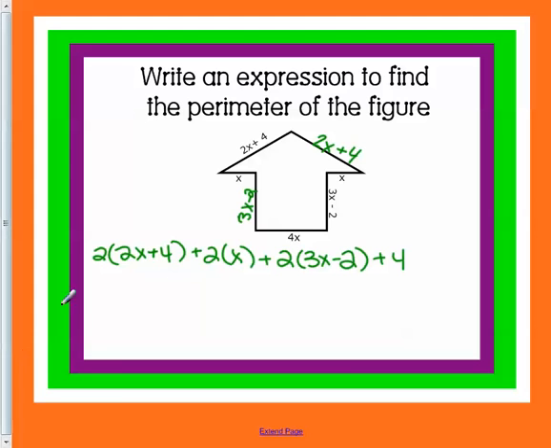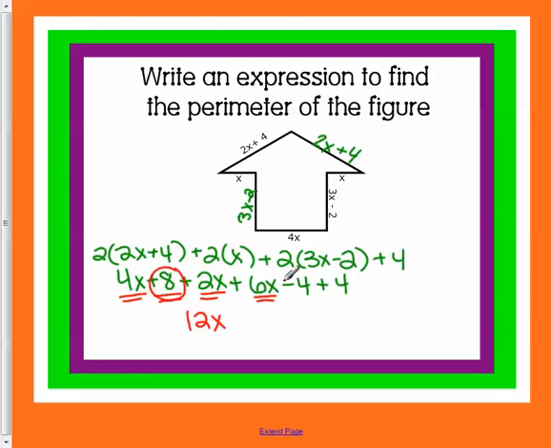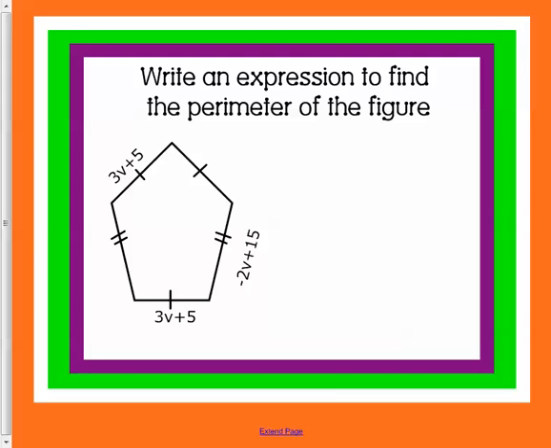So let's simplify it. We have 4x here plus 8, plus 2 times x, which is 2x, plus 2 times 3x, which is 6x, minus 4, and then we add on our final 4. So let's find all of our like terms. The 4x goes with the 2x and the 6x, so we have 12x. The positive 8 goes with the negative 4 and the positive 4, but these two cancel each other out, so we're just left with plus 8. You try this one, and I'll be back in just a second to show you what I did.